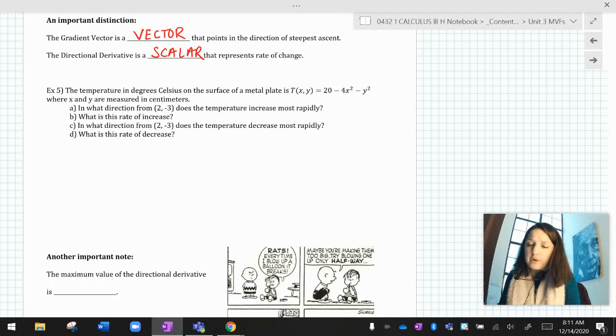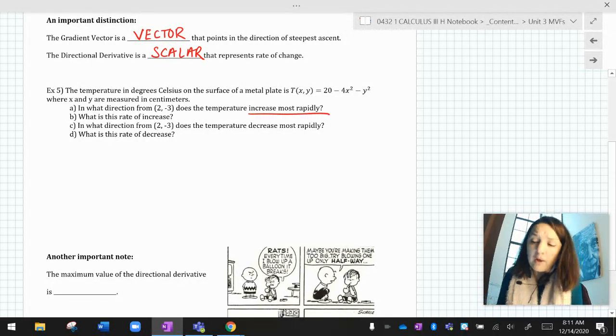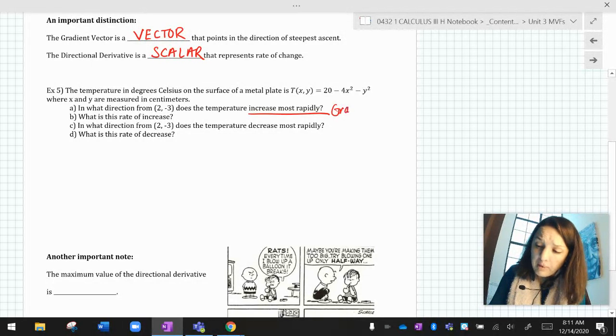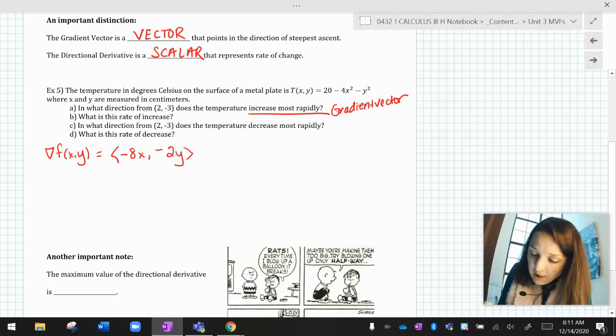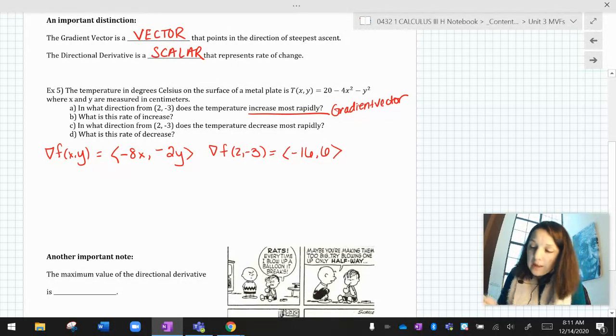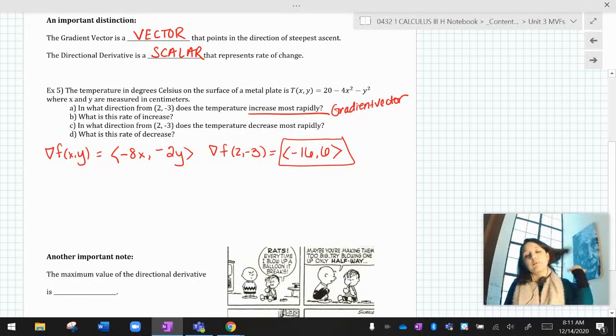It says, in what direction from (2, -3) does the temperature increase most rapidly? Well, if I want something to increase most rapidly, I want to think about the gradient vector, because that tells me the direction of steepest ascent. So my gradient vector, the gradient of f with respect to x, y, would be f sub x, comma, f sub y. And if I want my gradient at the point (2, -3), plug 2 in for x, plug -3 in for y, and I should head in this direction. So if I am standing at (2, -3) and I'm very cold and I want to warm up, I should go in the direction of <-16, 6>.